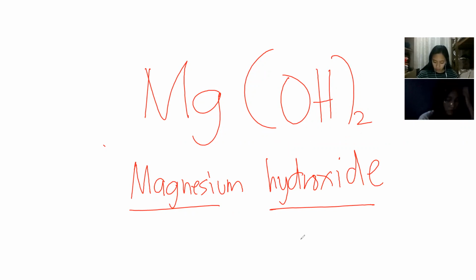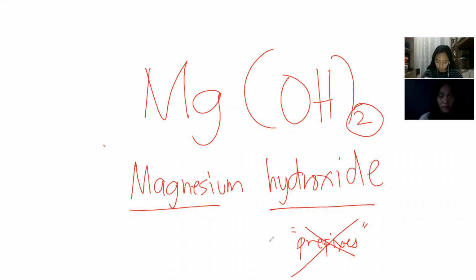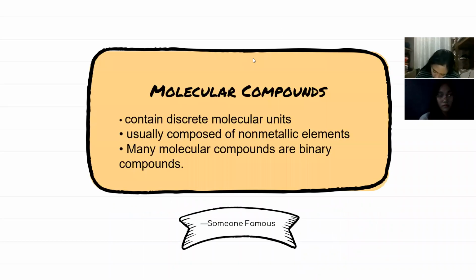Please do not use the prefixes for ionic compounds. Again, we don't use the prefixes for ionic compounds. So kahit na may subscript dyan na 2, huwag nyo siyang tawagin na magnesium dihydroxide. Magnesium hydroxide lang talaga siya. So I hope klaro na siya, class, ang sa ionic compounds. Now let's move on sa molecular compounds.